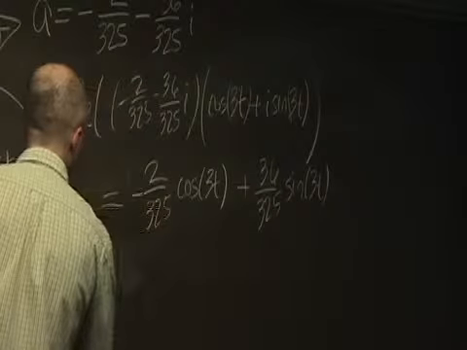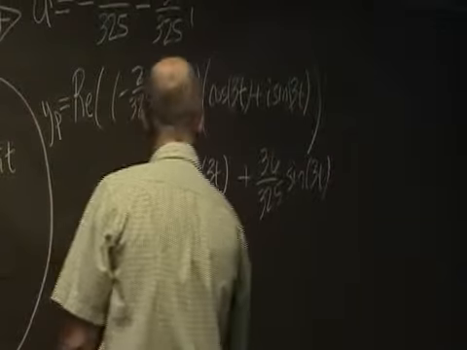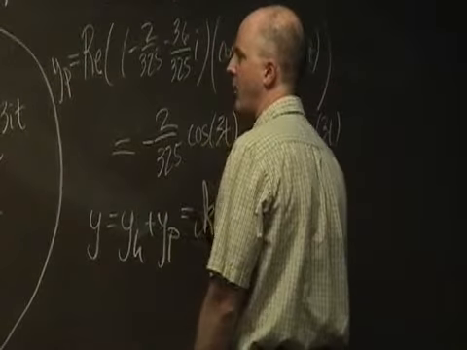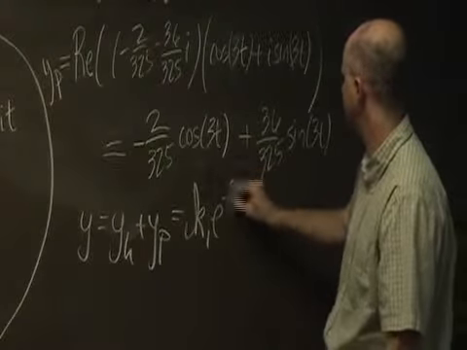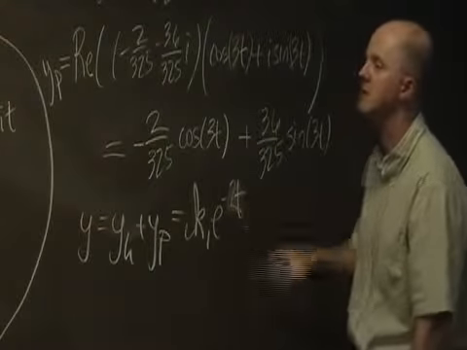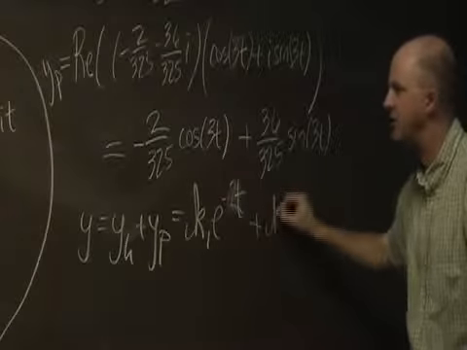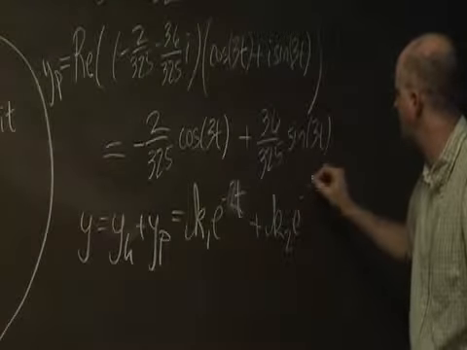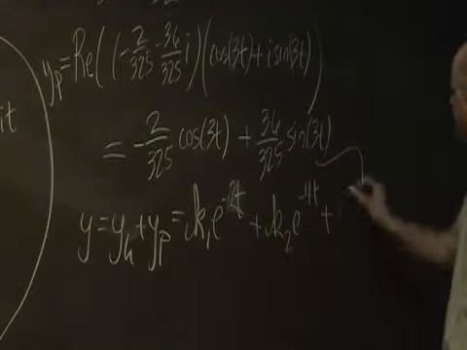So the final general solution is, as usual, yh plus yp: k1 e to the negative 2t, excuse me, I had negative 2t earlier. It doesn't matter, but I'll be consistent with what I had earlier. K1 e to the negative 2t plus K2 e to the negative 4t plus this thing, and I'm not going to bother writing that out.